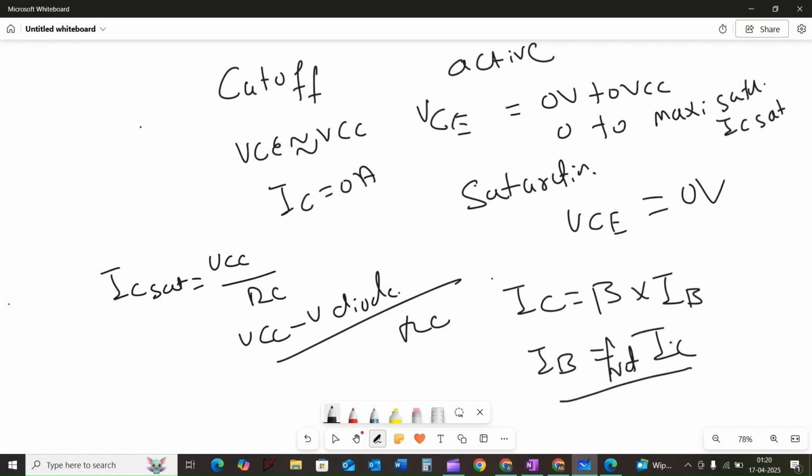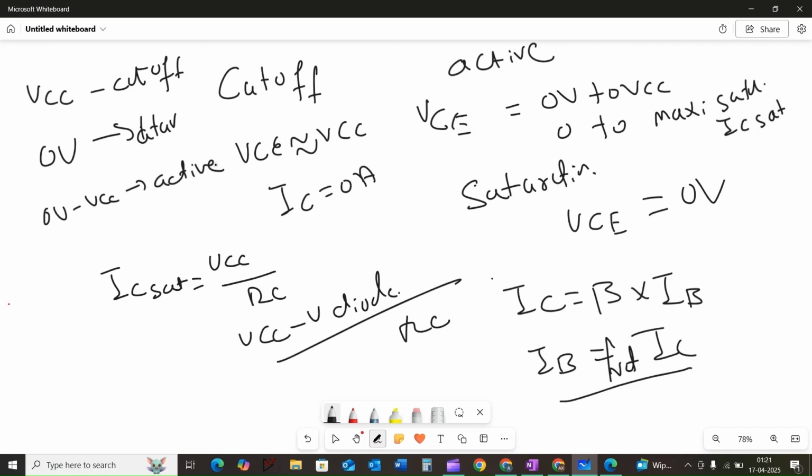You can determine the transistor operating region by measuring VC. If it is close to VCC, it is in cutoff region, and if it is close to 0 volt, it is in saturation. If it is somewhere between 0 to VCC, you can call it active region. Also, if increasing the base current doesn't increase the IC, the transistor is likely saturated.